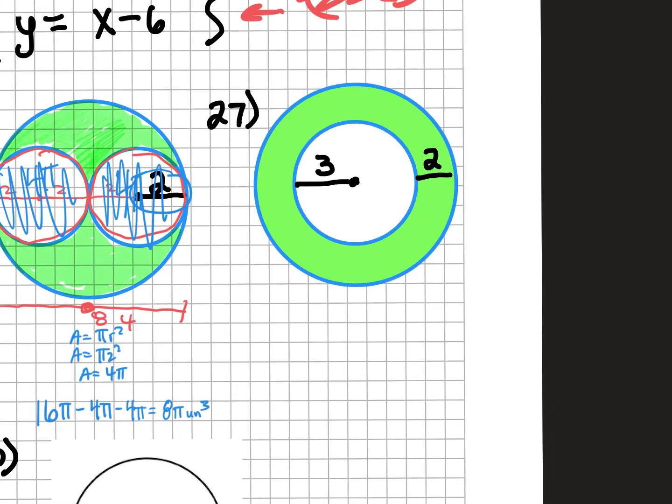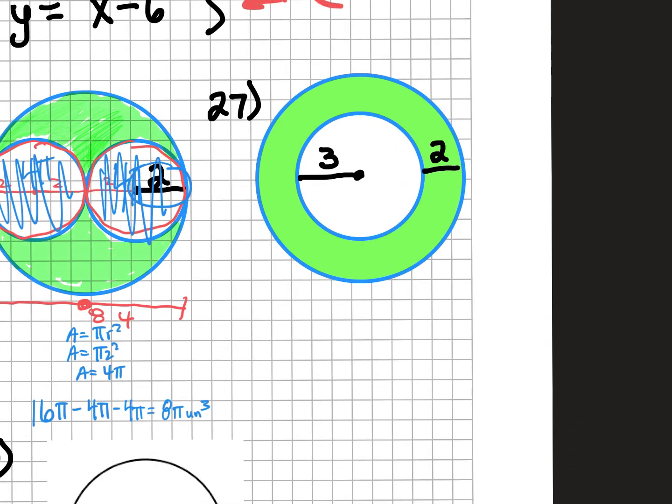All right, over here, try to do the same thing. Let's see if you can figure it out. Because of this 2 over here, the big circle has a radius of 5. Oh, I don't know what I was drawing there.